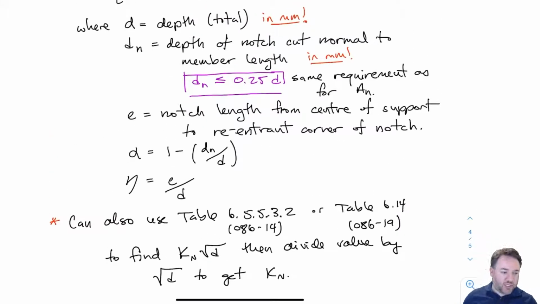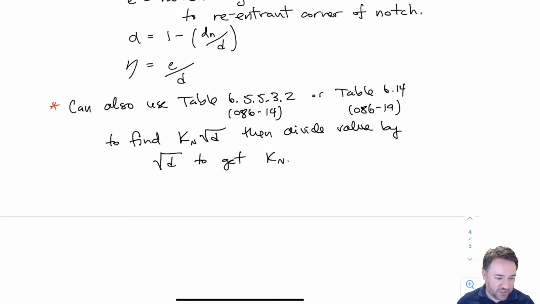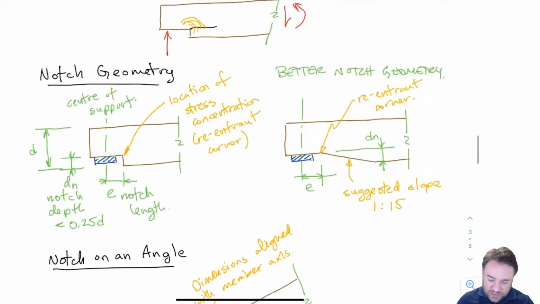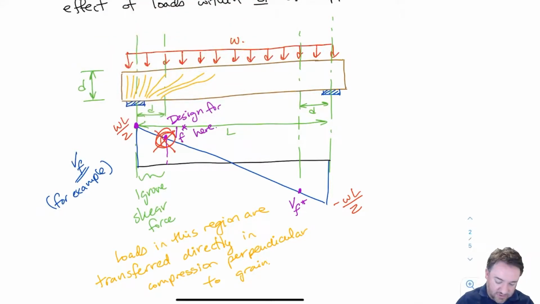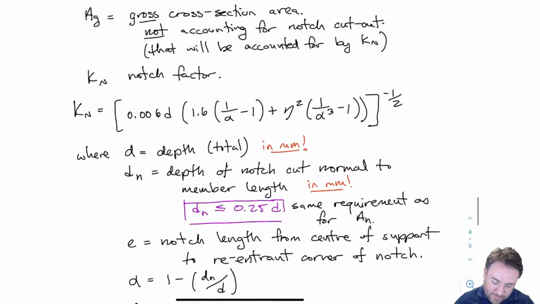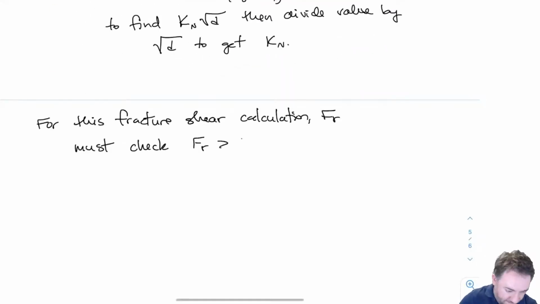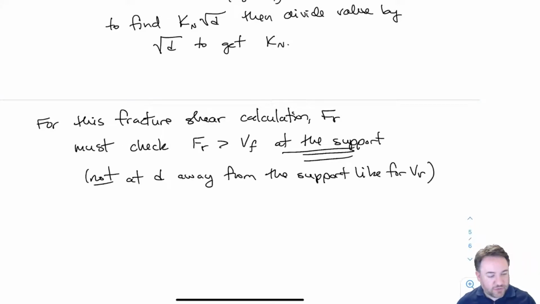Okay, so now when we talked about regular shear, we determined that we did not have to consider the shear force, the factored shear force within D of the support. That is not the case for this calculation for fracture shear. So for fracture shear, I have to use the VF at the support. So instead of using this value over here, I wouldn't do that. I would use this value up here, the full shear strength, the full applied shear value. That's what I'm going to check against my notch shear strength. Just going to make a note of that. So I can only use that shear at D away from the support when I'm comparing to VR. But for this calculation, FR, the fracture shear, I need to use the full strength.